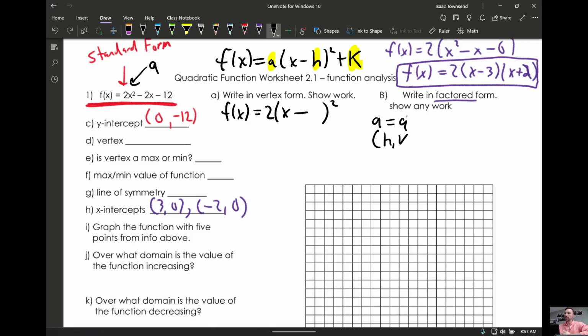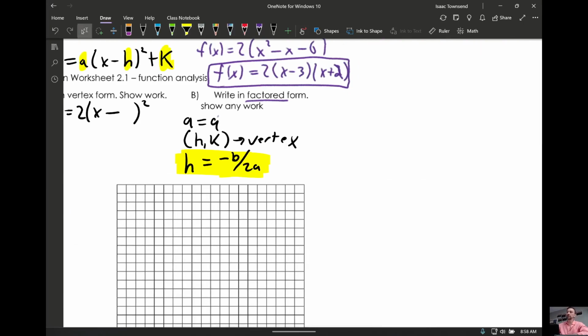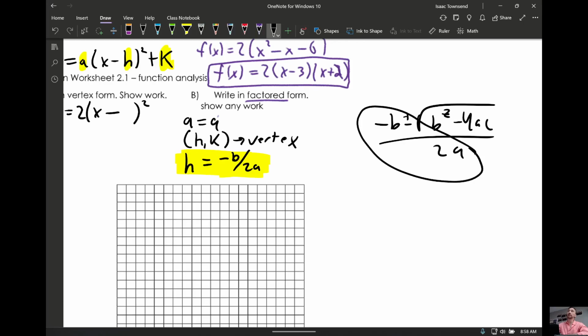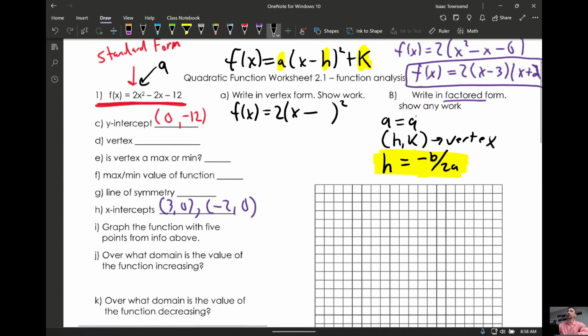H, K paired up as a point tells you where the vertex is. The vertex is the maximum point of the parabola or the minimal point of the parabola, depending on if it opens up or down. But to find H, and I don't know what it is about this formula, but students don't do a good job of remembering this one. H is opposite of B over 2A. In fact, that should sound familiar to you. Remember this formula that we used a million times last class? Quadratic formula? It's just this part of it. It's the far left part. It gives you the x value of the vertex.